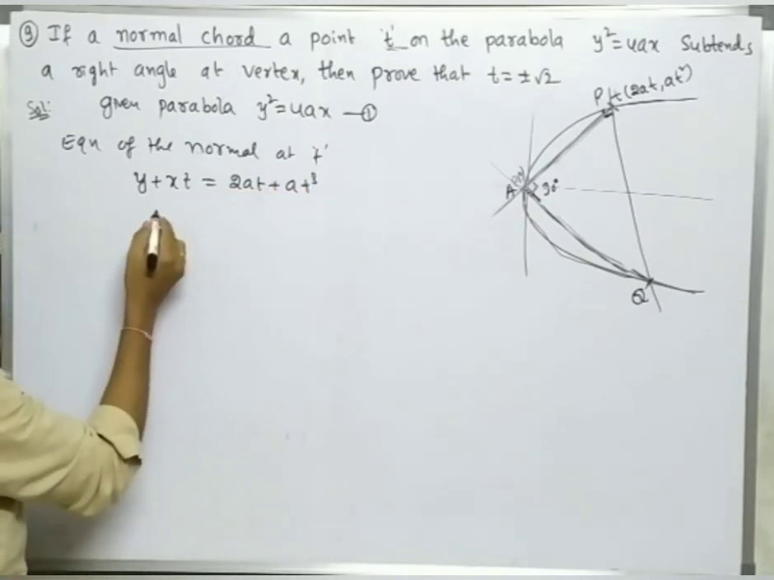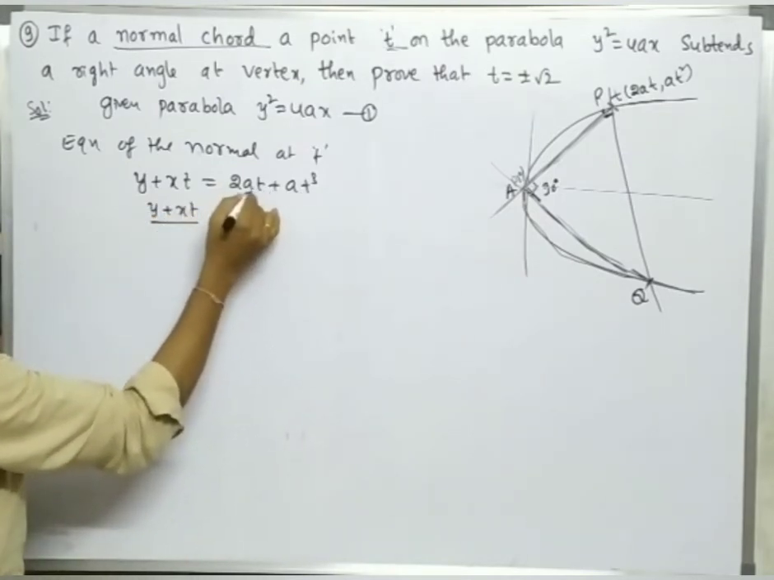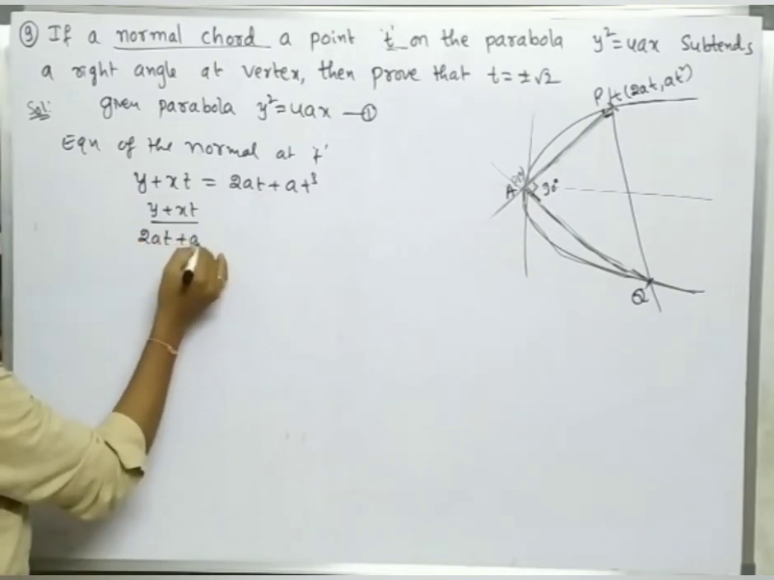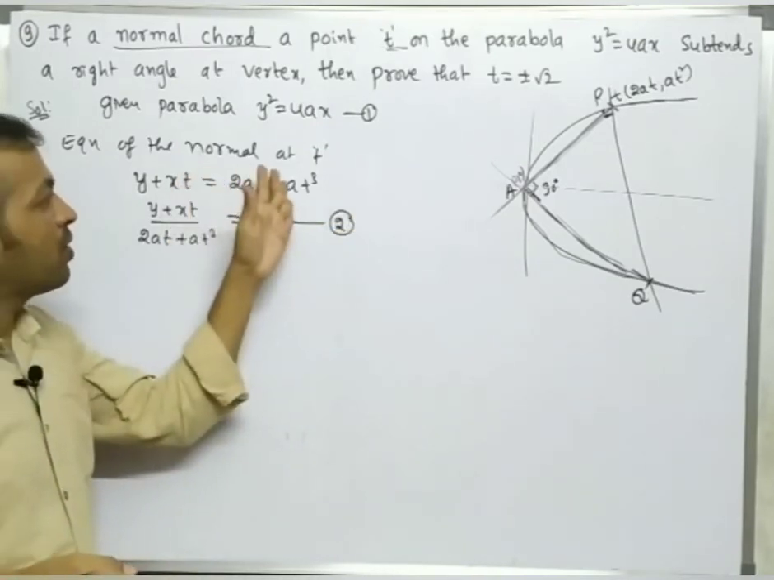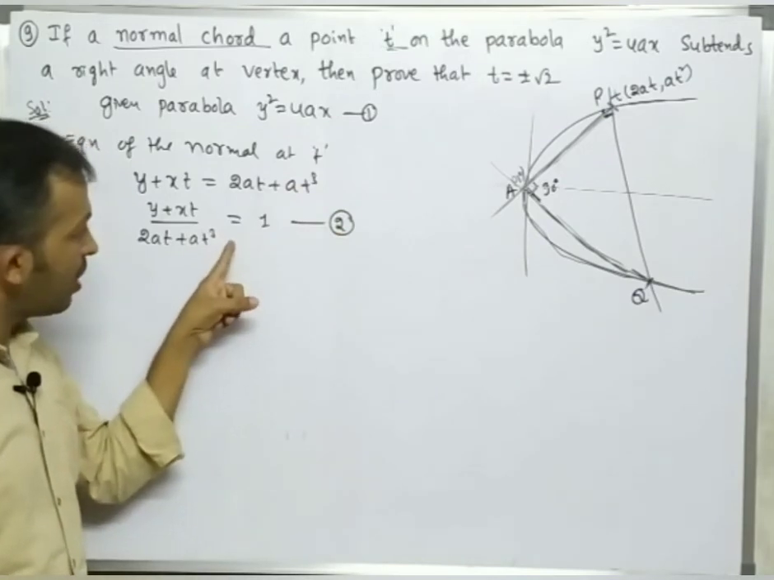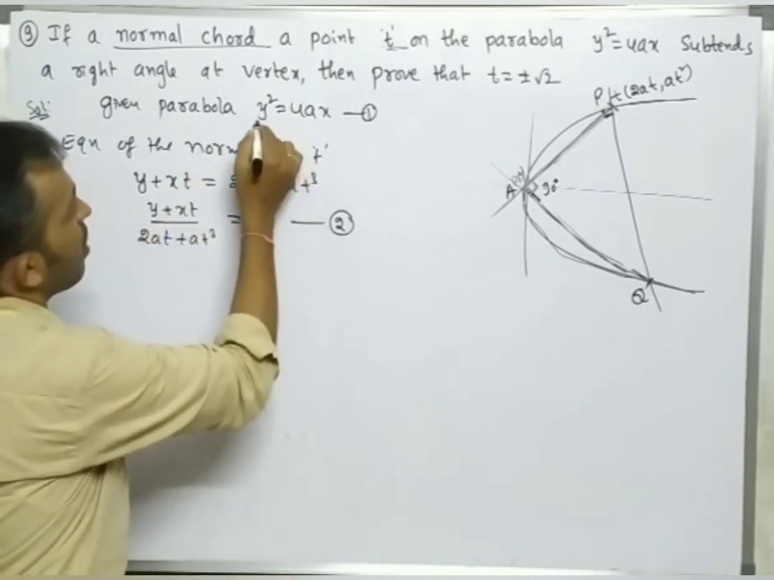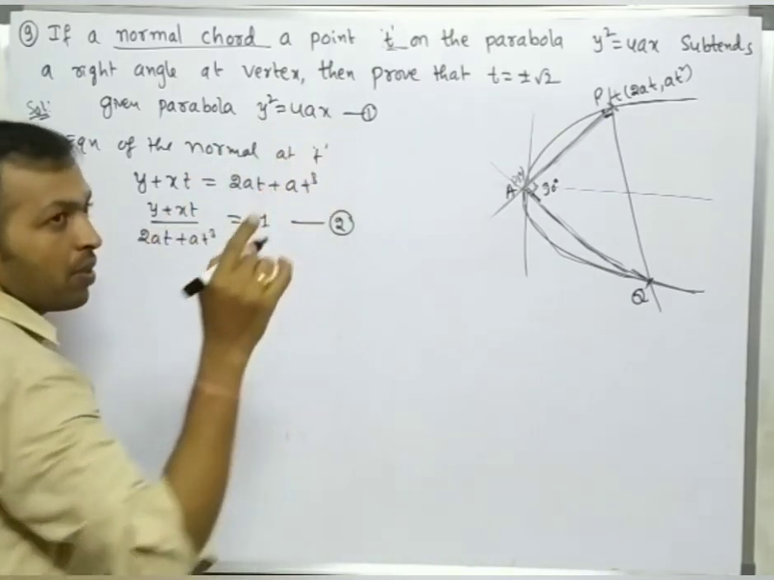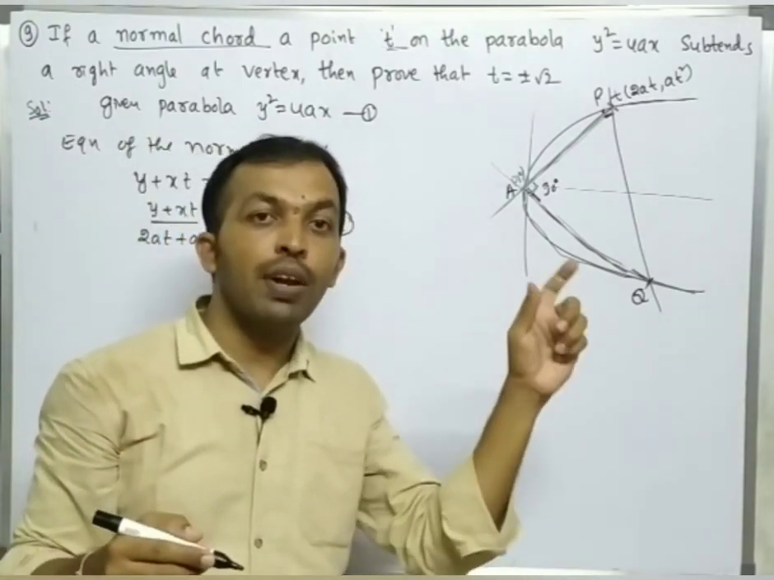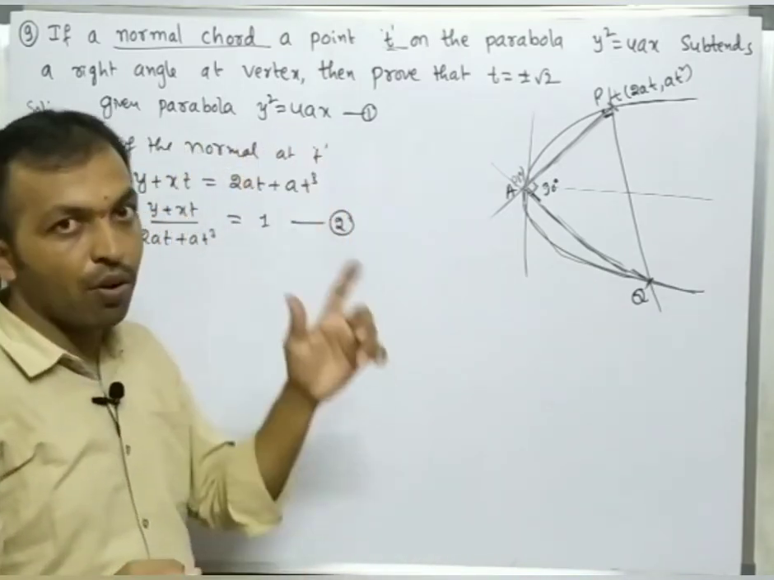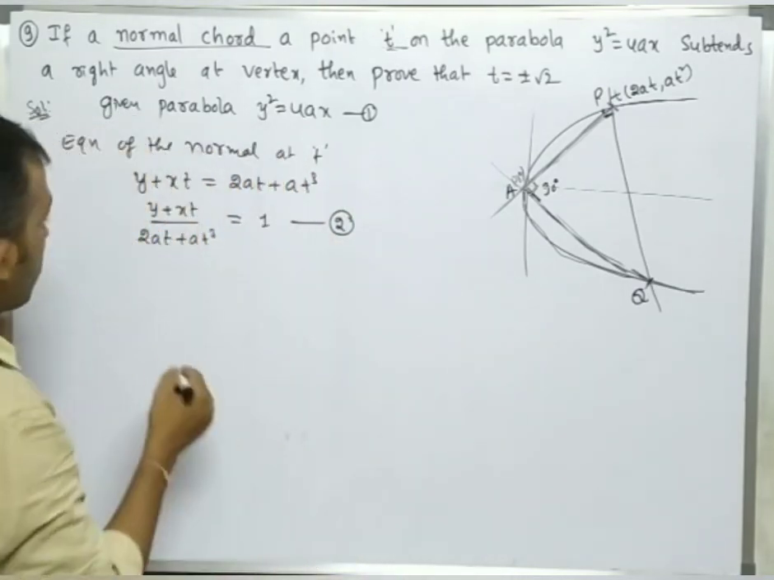What is the concept of homogenizing? First of all, bring the constant to the left side, that means divide by it: (y plus xt) by (2at plus at cube) is equal to 1. This is equation number 2. So we have to convert the linear equation into this form, is equal to 1. Then in the parabola equation, multiply x and y terms with 1, and constants with 1 square. Here in this equation we don't have any constant, only a linear term. So multiply that linear term with 1. That is the concept of homogenizing.